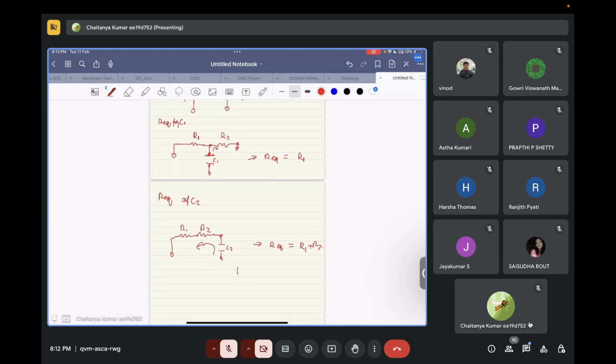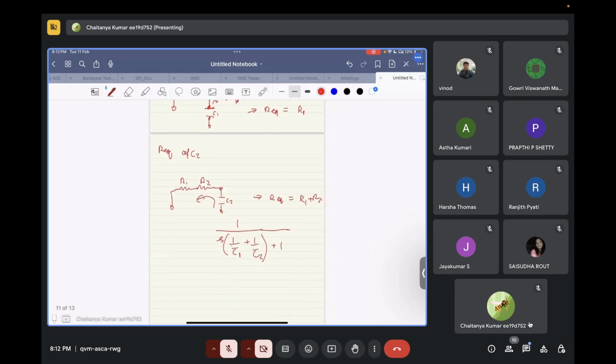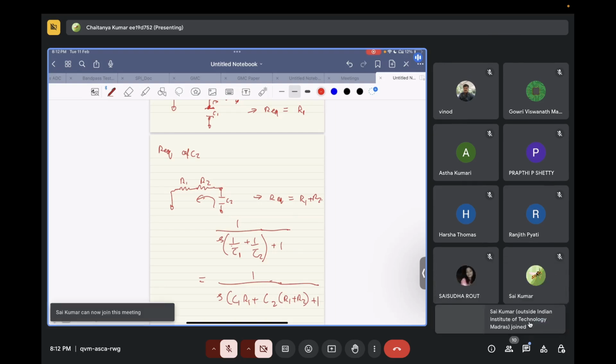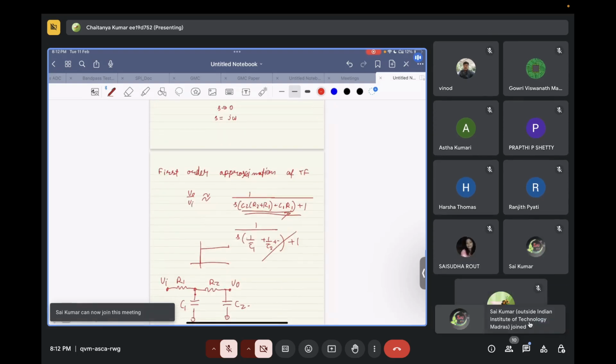So as I said, you can write this as 1 by S times (1 plus tau 1) plus (1 plus tau 2). There are only two capacitors, right? So this will be equal to S times C1 R1 plus C2 times (R1 plus R2) plus 1. Correct? So this is the same expression as we had over here, right? Is this clear?